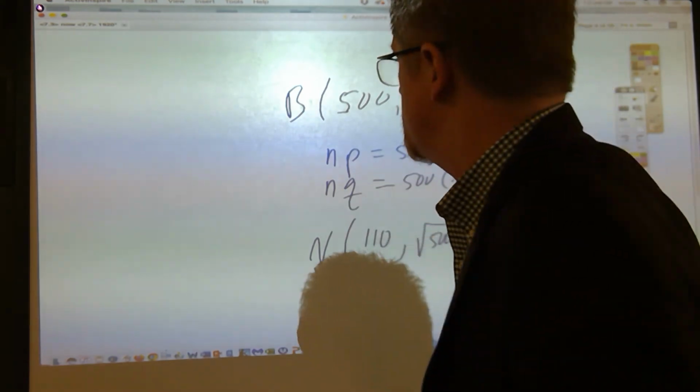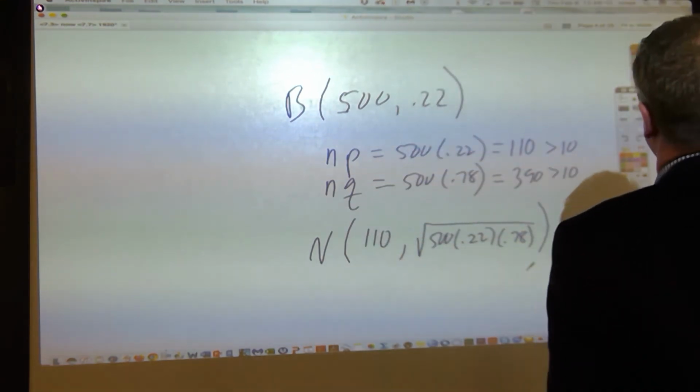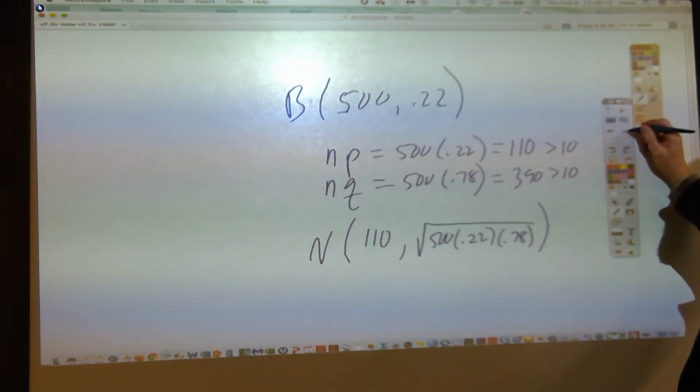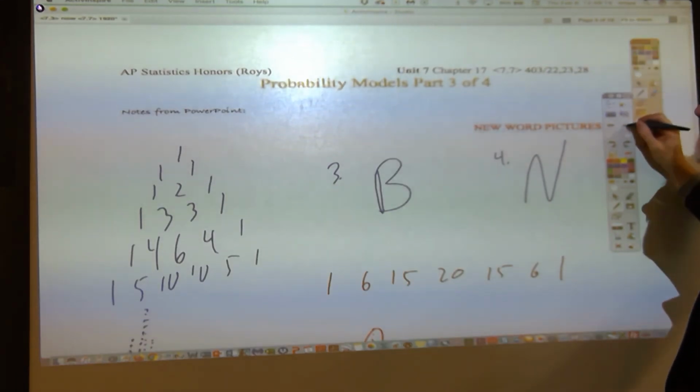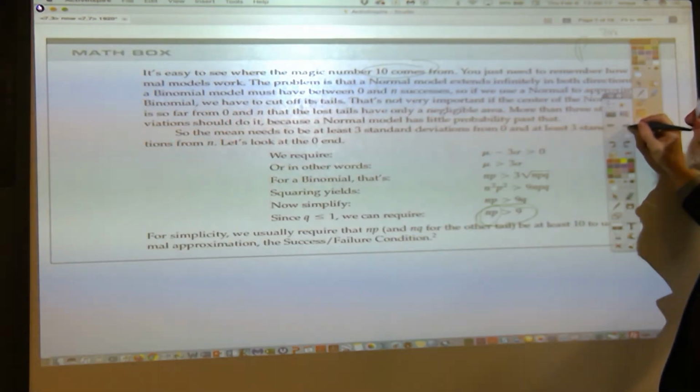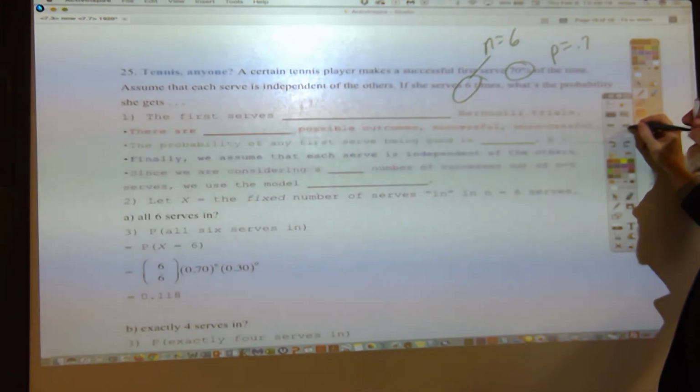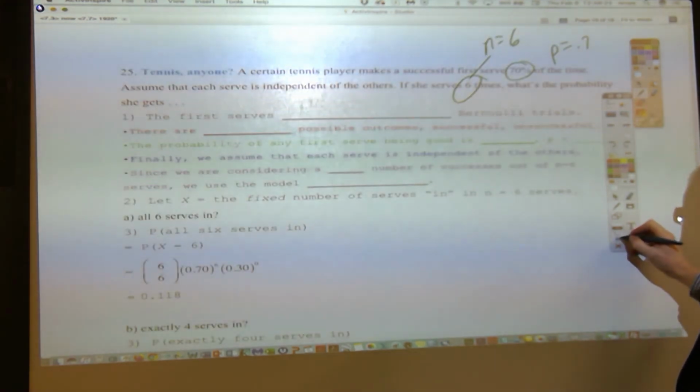If you page forward to the tennis anyone problem, tennis anyone? Anyone? Tennis? Where? Okay, still more lefties. Tennis anyone? Woo, we made it.